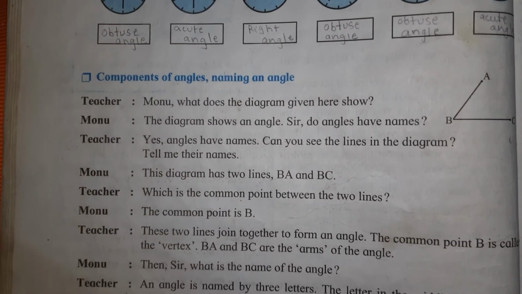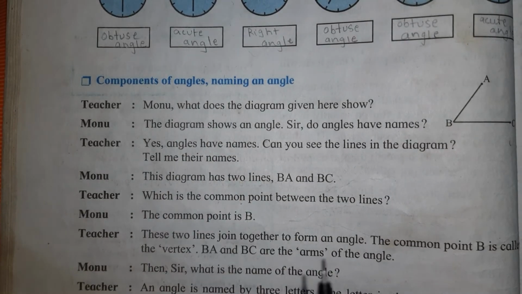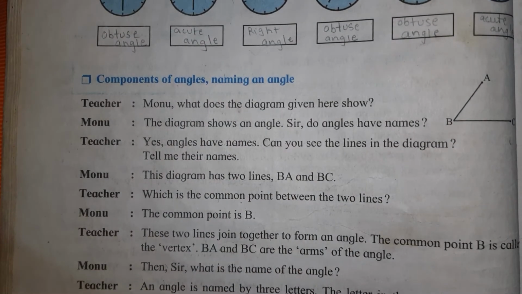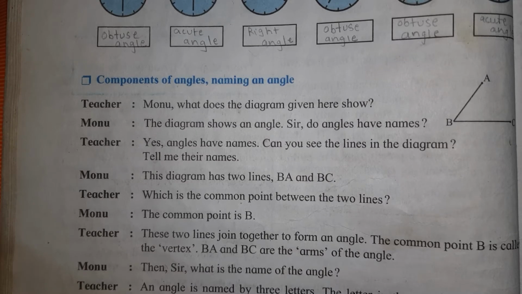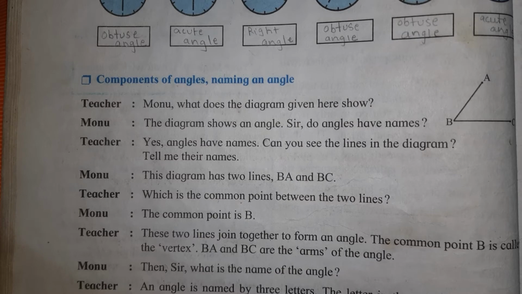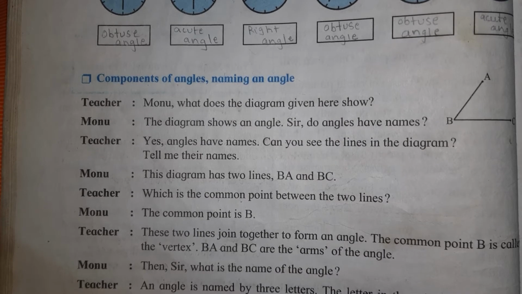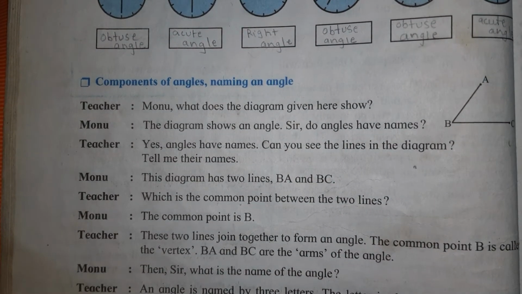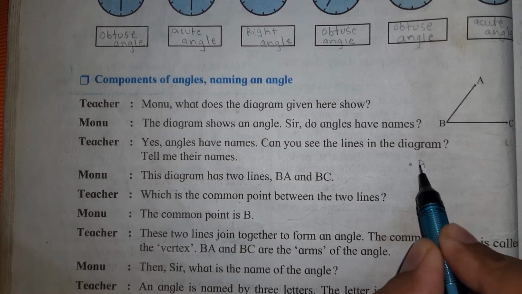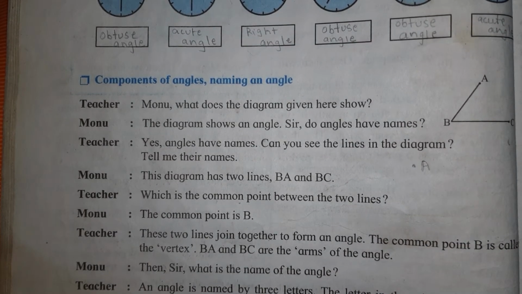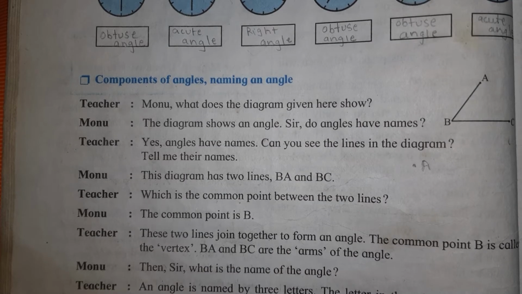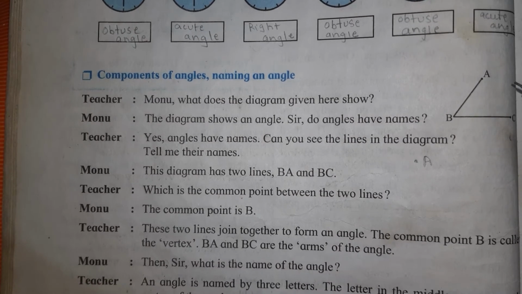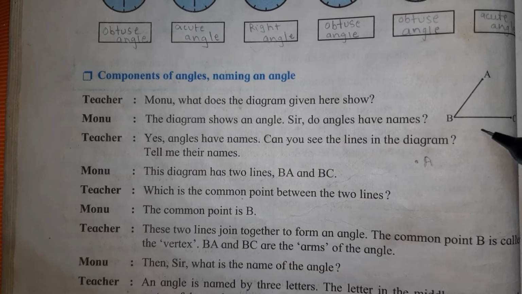Now we are going to see what the components of the angles are and how to give a name to an angle. Yes, very correct. Whenever we study a mathematical shape, we can always give a name to that shape. Even a point is also a mathematical shape and we can give a name to a point also. In maths, every shape is given a name. So let's see how to give a name to an angle and what the components of the angle are.